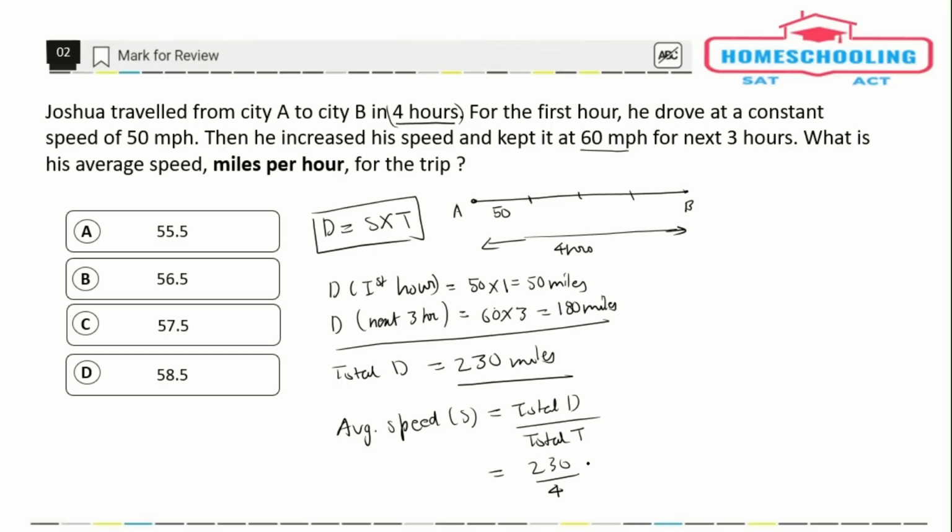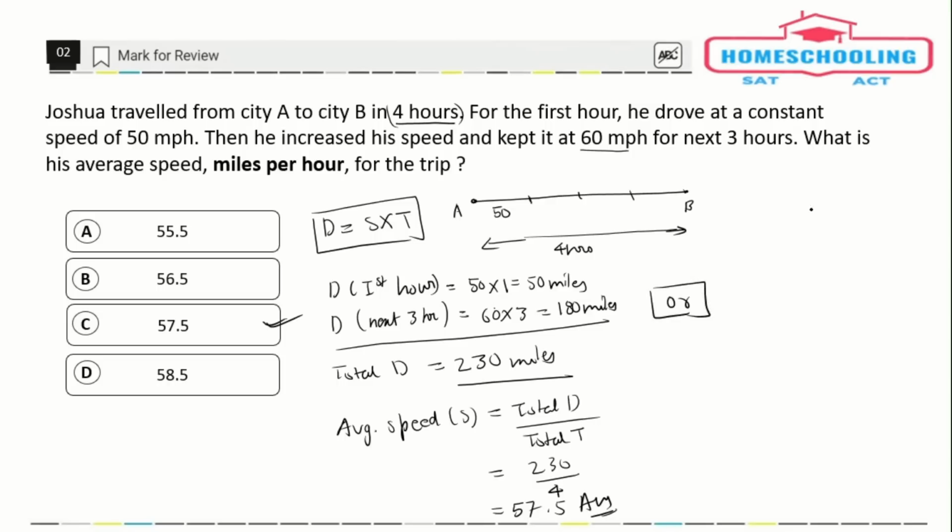So let me put it on my calculator. This is going to be 57.5. So this is your answer. Option C is your correct answer. So this is one way to approach it. There's one more way to approach it.